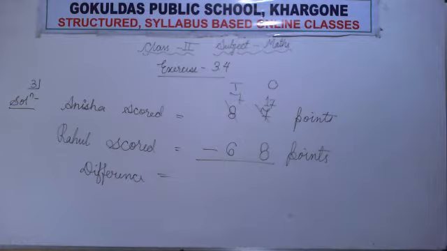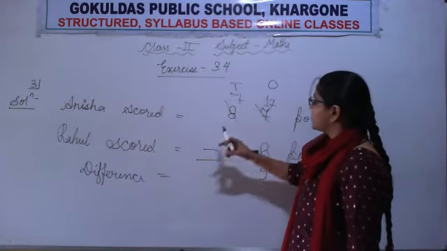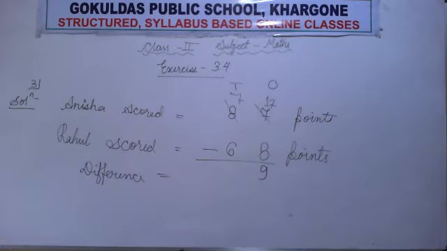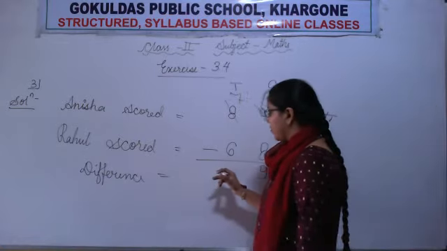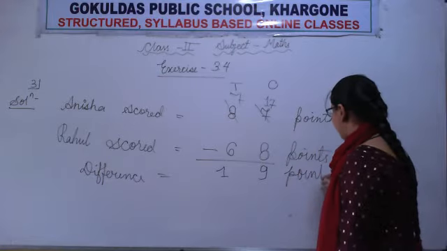Now all of you subtract 8 from 17 and tell me the answer. How many left? Very good. 9. It means we will write the number 9. Okay. Now 7 minus 6. Now subtract 6 from 7. How much? 1. Very good. So we will write the number 1. The difference is of 19 points. So we will write 19 points.